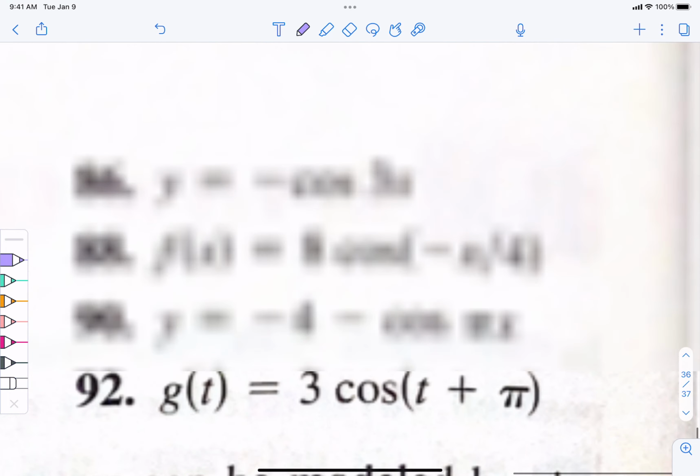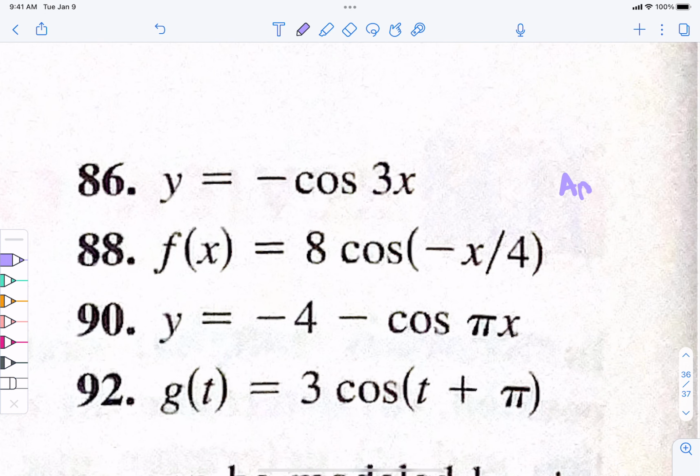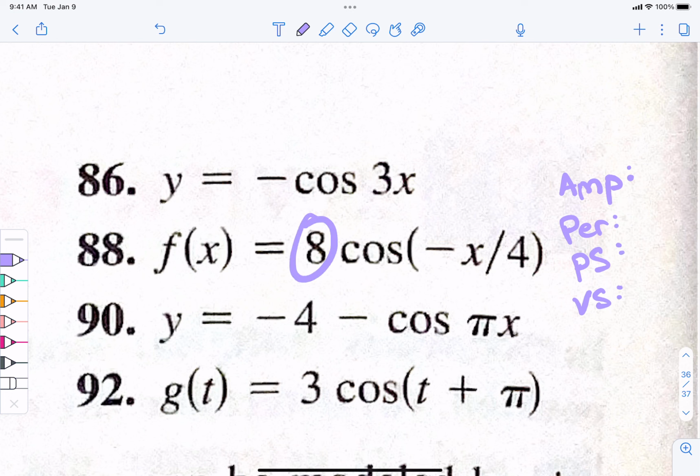Alright, so let's talk about things here. Let's talk about amplitude, period, phase shift, vertical shift. Alright, so I have an 8 here. That means the amplitude is 8. It's not up 8. It goes up to 8.